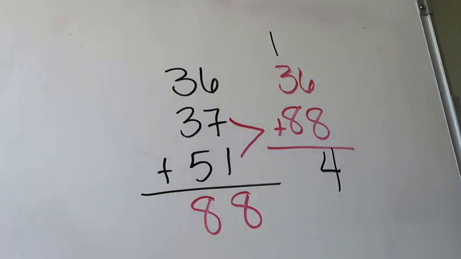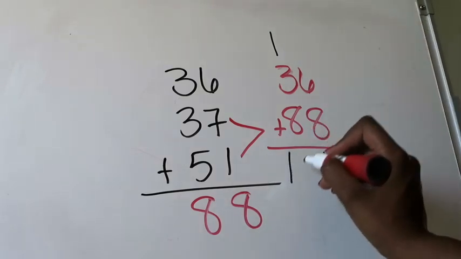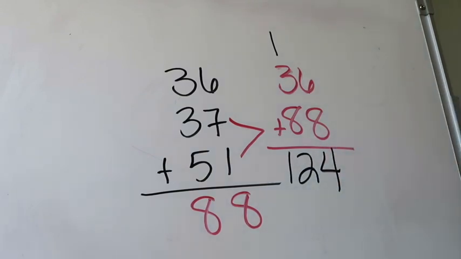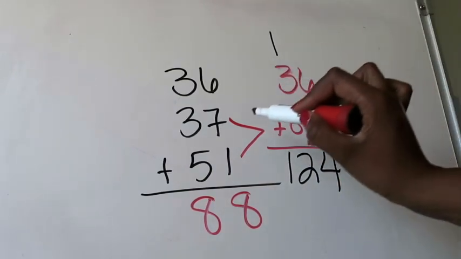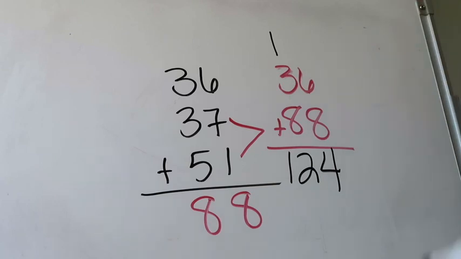And then I'm going to look at the tens place. I know that 8 plus 3 is going to be 11, plus another one is going to be 12. So the sum of 36 plus 37 plus 51 is going to be 124. Now, the next example, we are going to specifically use the commutative property so that we can see how using that property will make adding your numbers a little bit easier.